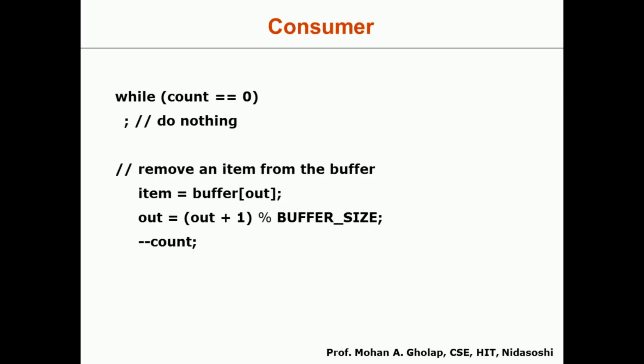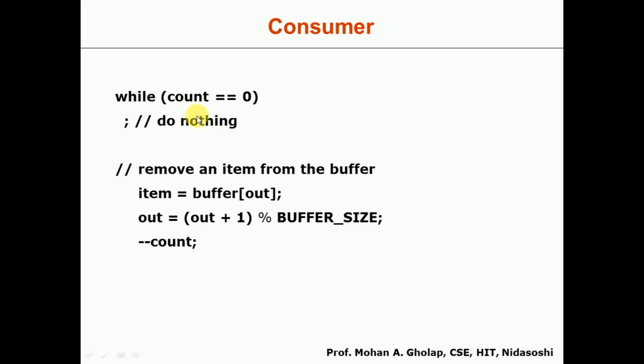Next we'll see how to implement the consumer process. As I told you, the consumer is a process which will consume the data that is produced by the producer and placed in the buffer. So whenever you want to consume data, first you have to check whether there is any data in the buffer or not. For that, it will first check whether the buffer is empty, and the condition to check this is count equal to 0.